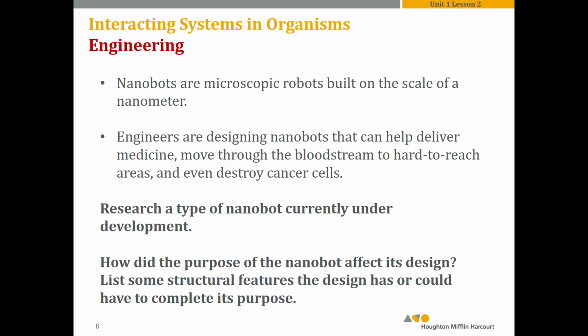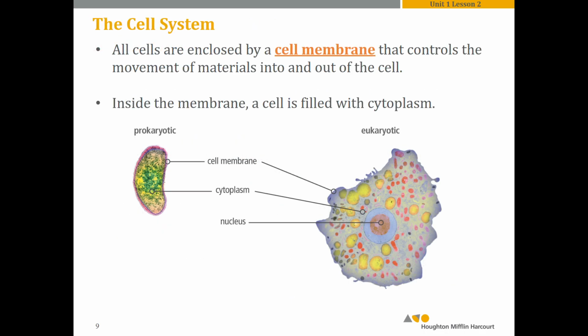So in the engineering process, engineers are designing nanobots that can help deliver medicine, moving through the bloodstream to reach the different parts of the body. So during surgeries, during medical health issues, how the engineering process works and how different medicines are delivered to different parts of the body.